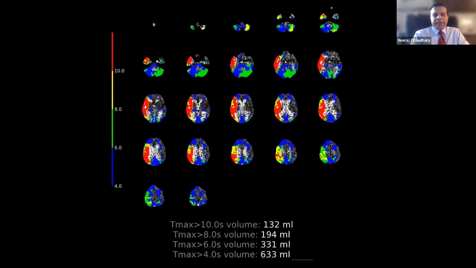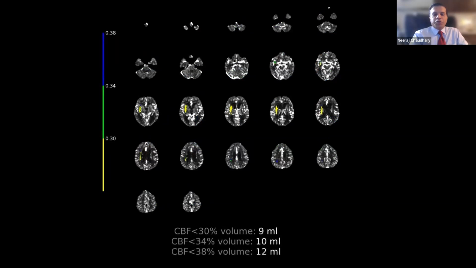These are other parameters that can be computed as well. The Tmax more than 10 seconds, 8 seconds, 6 seconds, and 4 seconds. These are flavors that are being researched now as to how well we can define the core, and how well we can define the oligemia or ischemia in the penumbral tissue.